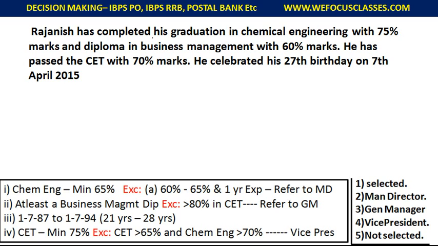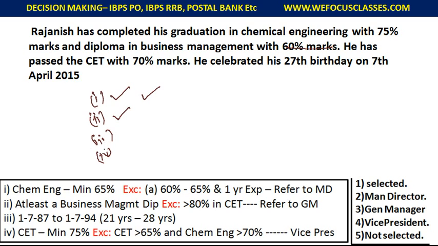Rajanish has completed his graduation in chemical engineering with 75% marks. So first, second, third and fourth conditions we need to see. So first condition fulfilled. And diploma in business management with 60% of the marks. In the condition only business management diploma is given, nothing mentioned about the marks, so this is not required. Anyhow he has done some business management diploma.